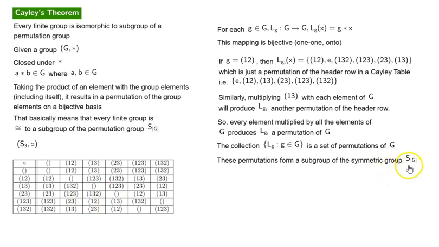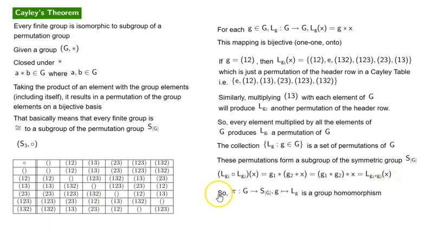So here, what does that mean? It is symmetric group S sub 6, because the order of G is 6, because there are 6 elements. And we can check for closure. L sub g1 composed with L sub g2 of x is equal to g1 times g2 times x, which is equal to L sub g1g2 of x.